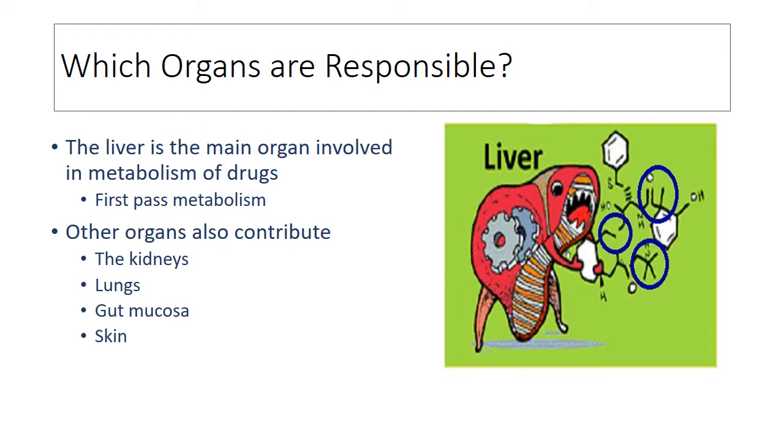Several efforts have been made in the past to try and surpass first pass metabolism. For example, giving some drugs sublingually, maybe some also being given through the inhalation route, bypasses the first pass metabolic route. But other organs are also involved in the metabolism of medicines and drugs, but not to as much an extent as the liver. And these include the kidneys, the lungs, the GIT mucosa, as well as the skin, which can also be involved in metabolism of medicines or drugs.